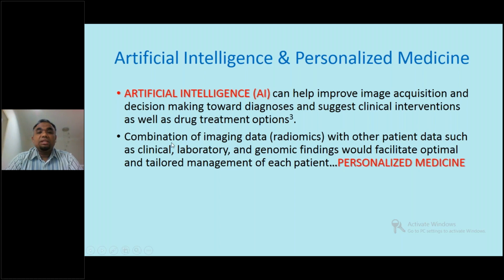The next one is the terminology we call personalized medicine. Personalized medicine is basically a combination of imaging data, which we call radiomics, incorporated with data from the clinical, laboratory, and genomic sources. This is what we call personalized medicine. The meaning of personalized medicine and precision health is almost similar, but I just want to give an intention. When we see the word medicine, it is basically about the treatment, but when we see precision health, it is about lifestyle or precautions.